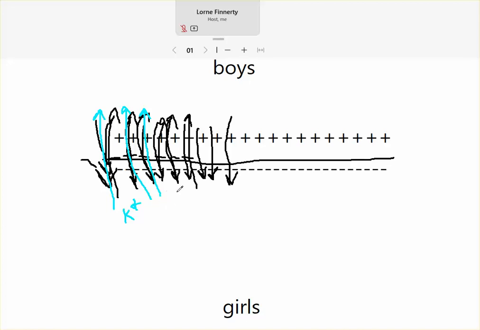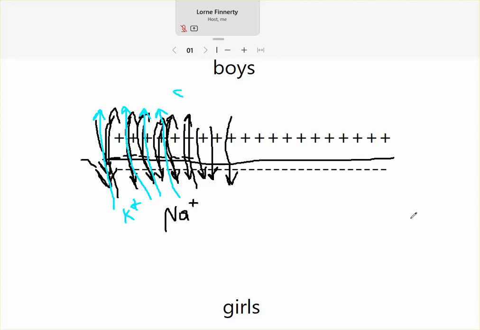Okay, so now we have this time frame when there's all kinds of potassium out here and all kinds of sodium inside. And then the sodium potassium pumps the sodium out and the potassium in and resets the resting membrane potential.